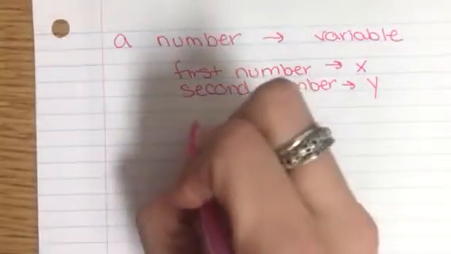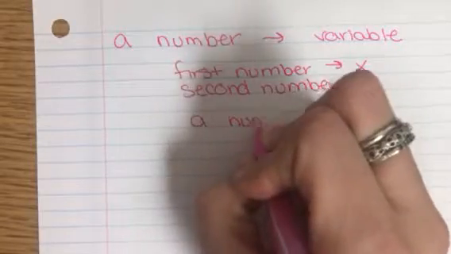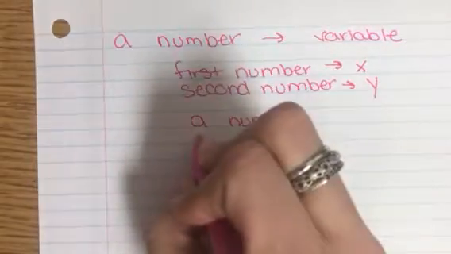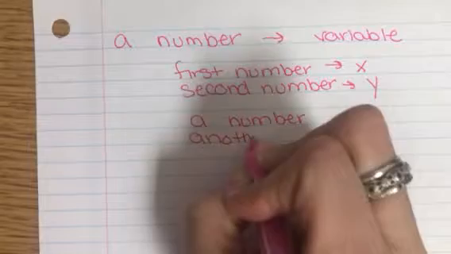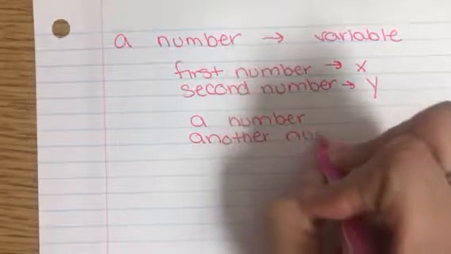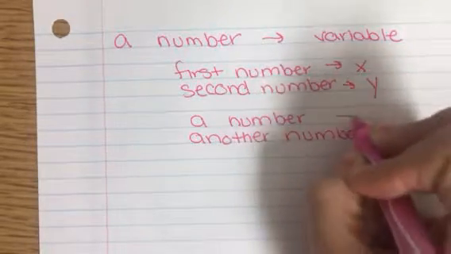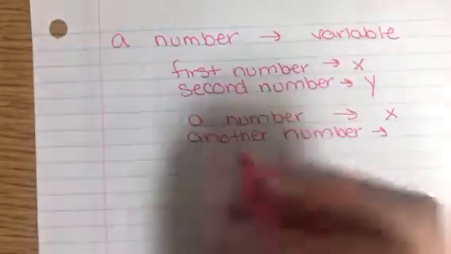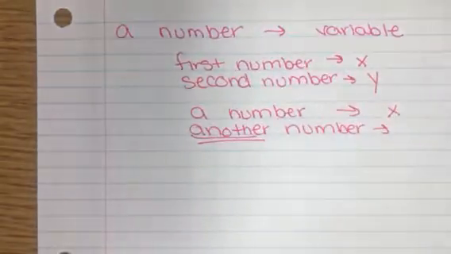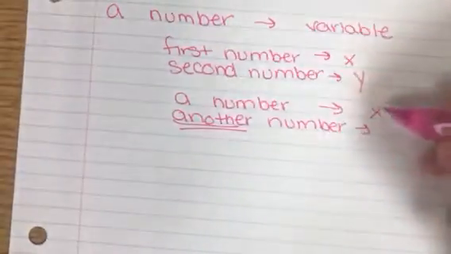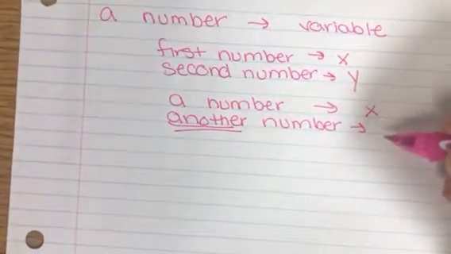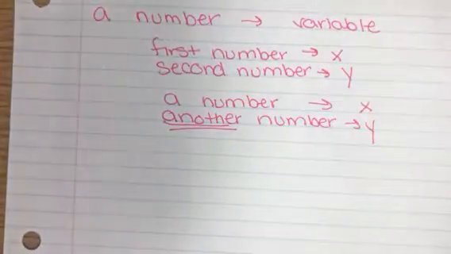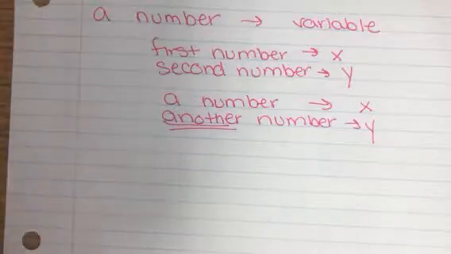Or we might read something that says a number, and then that says another number. Another number means that we need to also assign it a new letter. So if we assign a number to X, when it's asking for another number, that means that needs to get a separate variable.